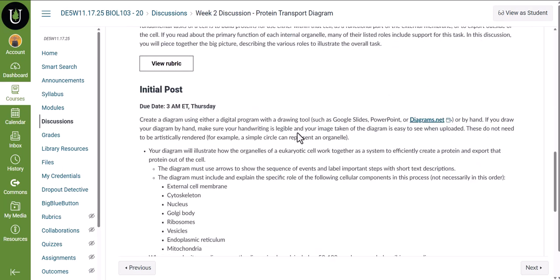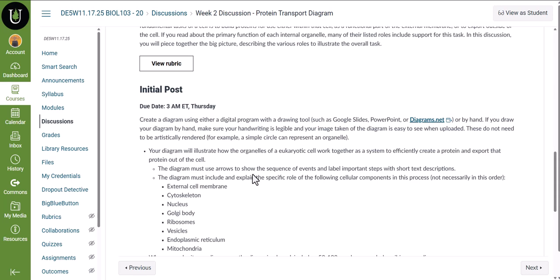You're going to create this diagram either using Google Slides or PowerPoint. These need to be ones that you have developed. So you're not just taking a picture of a cell online and putting it in there. You are drawing it out because that's going to help you learn it better than just copying somebody else's photo. You also may do it by hand, but you need to make sure that it's legible when you upload it.